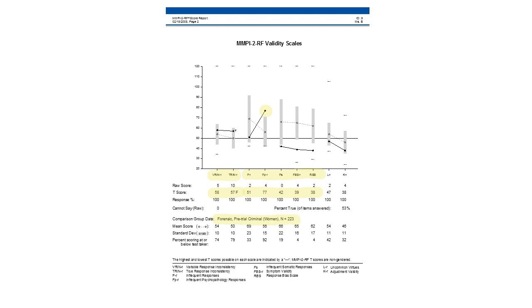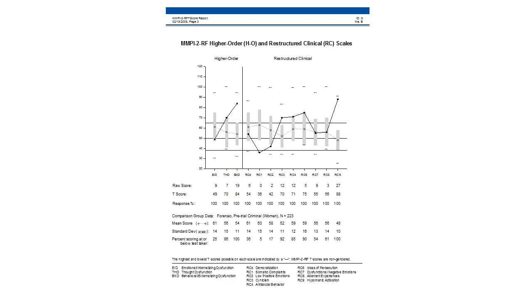I'm using the forensic pre-trial criminal group here, but it's still nowhere near where research suggests that we need to be seriously concerned about over-reporting, and therefore this was likely more reflective of psychopathology than actual over-reporting. And there was no evidence of under-reporting in this profile either. So this led me to conclude that this profile was valid for interpretation.